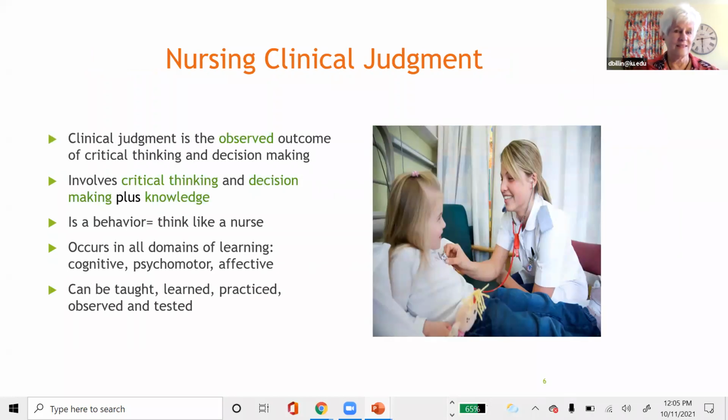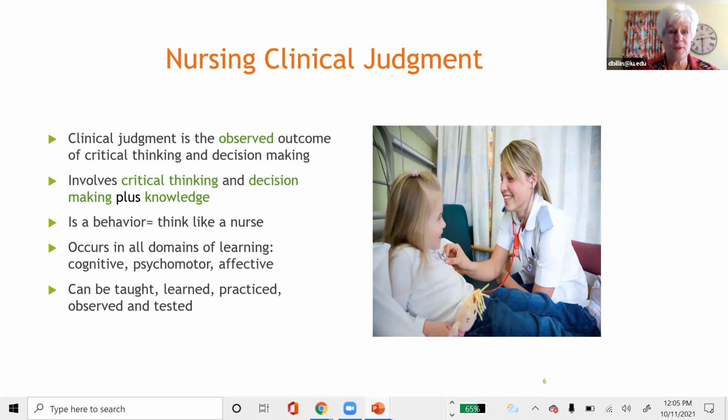And again, this slide, I probably put it in every time I talk about clinical judgment, because we need to know what we're talking about. And the key word that I like in this definition is that it's the observed outcome of critical thinking and decision making. And you can observe this outcome as you're working through the clinical judgment framework that you're using. You can see it with your students in their clinical behaviors. You can see it in their writing if you're doing concept maps or anything like that that you're working with in the classroom.